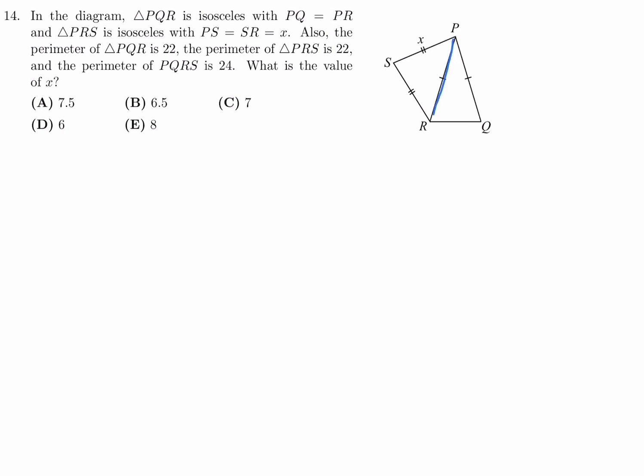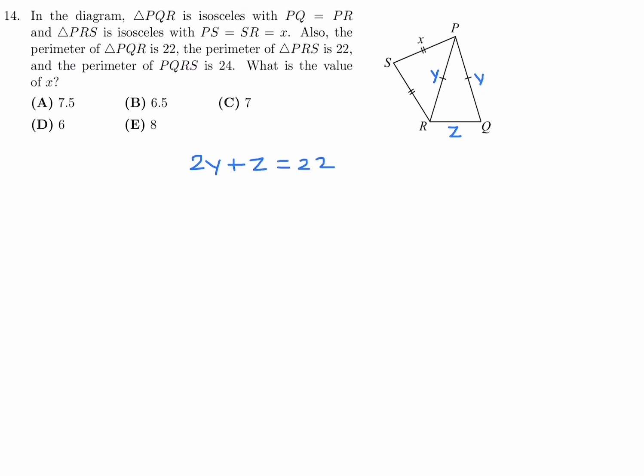Let's label these sides. We'll just call them Y. And then this is the only other side I need to label. I'll call that Z. Now let's look at the question information. PQR is 22. So PQR, that's 2y plus z is 22.